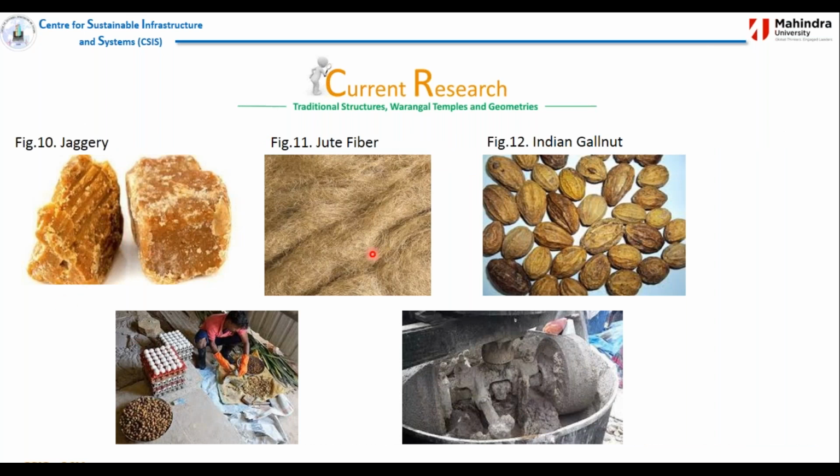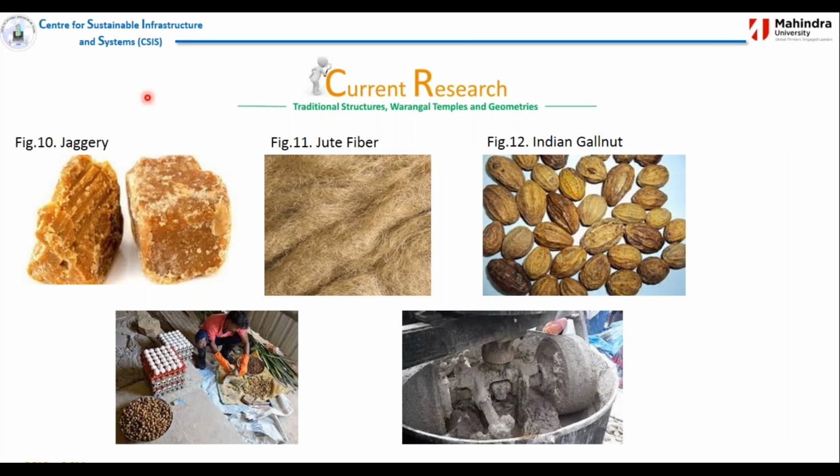We were using jaggery, jute fiber, and gallnut, and this is egg white, not the yellow, only the white, and this is the mixing. These are all done at the site. Now we have the site where we actually mix all this. One of the challenges here in Molali is to take the whole material to the top, so the work has been going very slowly for the past 2 years.